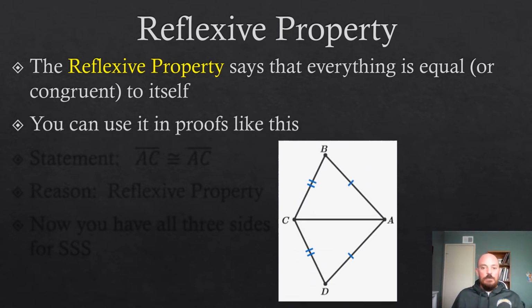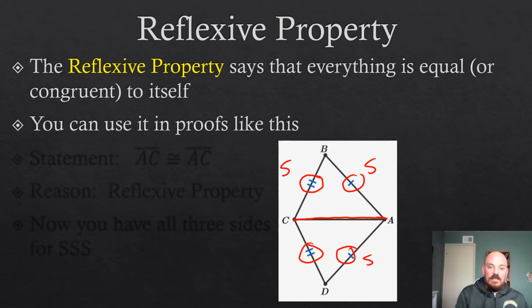So I said you can use it in proofs like this. If you look at these two triangles, let's say I was trying to prove these two triangles are congruent. And what I notice is that they're like stuck together. They have what we call a shared side. So this side right here, I'll highlight it in red, that's the third side of both triangles. See, what we have is this side is congruent to this side. That's one S.